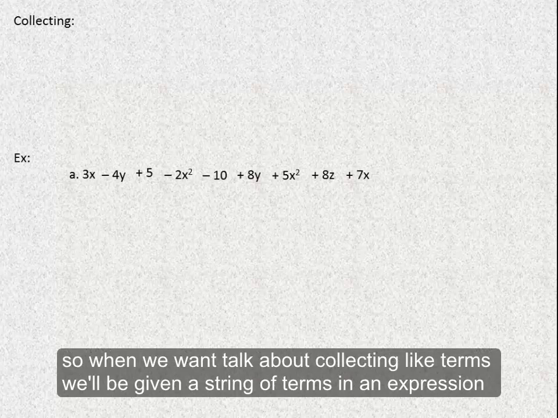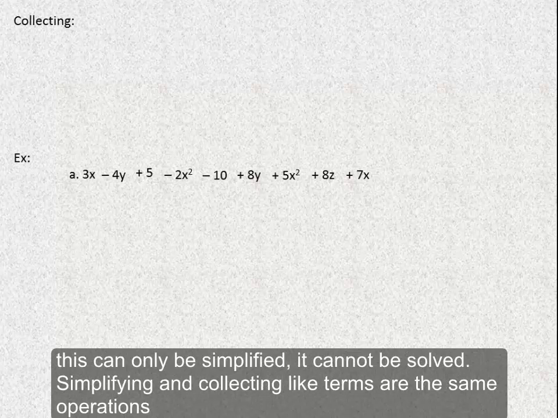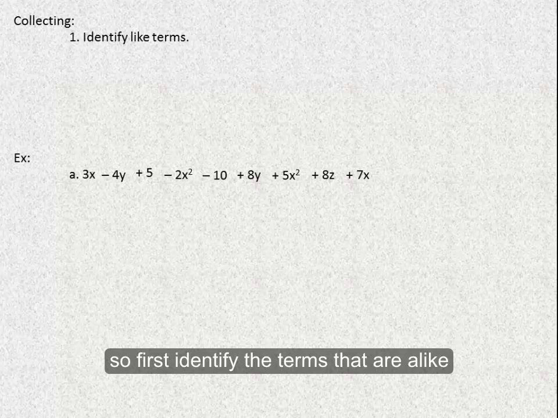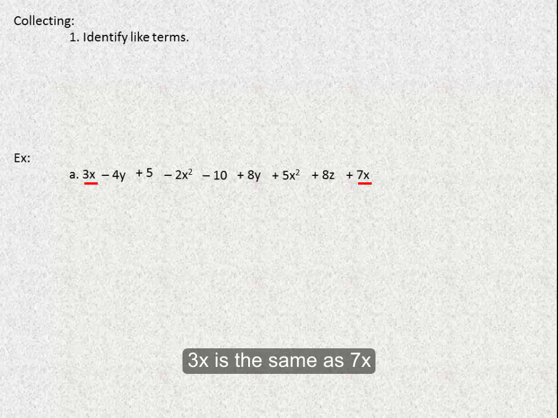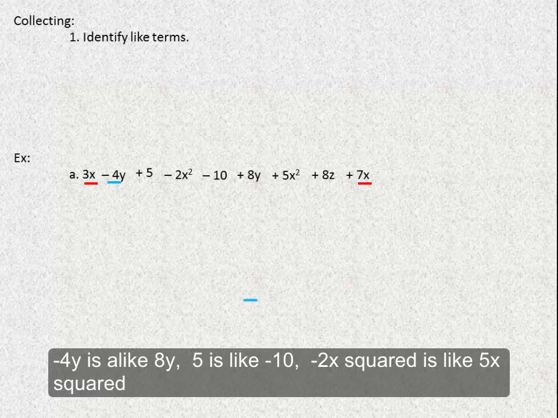So when we want to talk about collecting like terms, we'll be given a string of terms in an expression. This can only be simplified, it cannot be solved. Simplifying and collecting like terms are the same operations. So first we identify the terms that are alike. 3x is the same as 7x. Negative 4y is alike 8y. 5 is like negative 10. Negative 2x squared is like 5x squared.